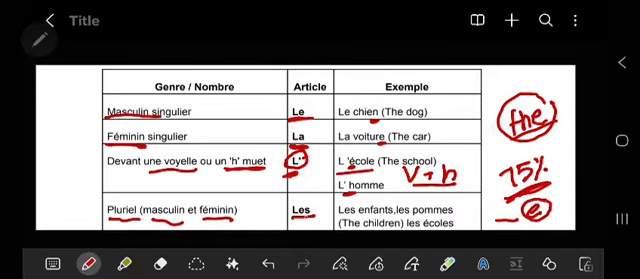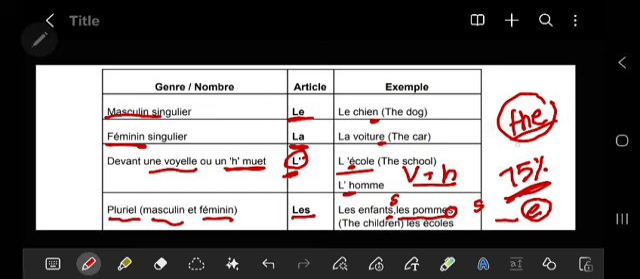And then les is a plural which is used when we are talking about plural objects. L'enfant, les pommes, which means apples. One pomme is an apple, but when s is used here it becomes plural. Here s is used, it became plural. So les we use with plurals. So these are all the types of definite articles that are used in French.